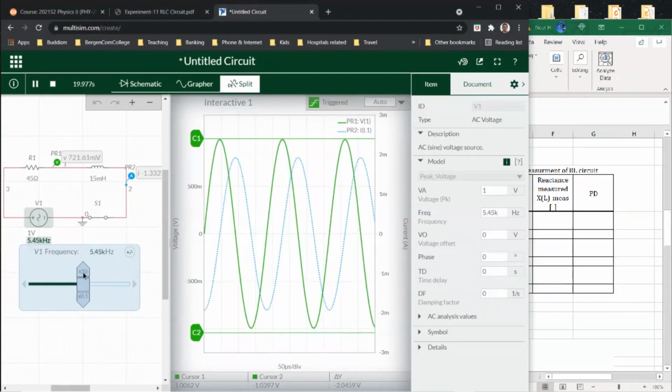Because we know reactance is measured from the voltage over the current, and the same reactance I can calculate as 2 pi f times L. With higher frequency this should get larger and larger. That is exactly what we are observing. So that's the idea. Let's take a look. Any question?